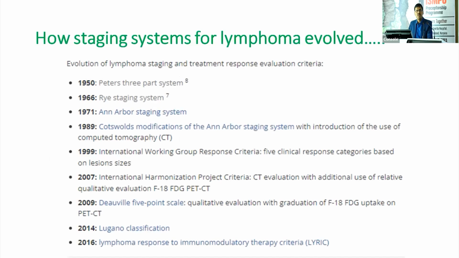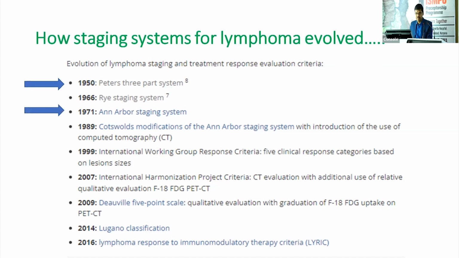Right, so let's embark upon the journey. It is a very interesting story how staging systems in lymphoma evolved over the last half a century or maybe more. The story started from Peters' three-part system, 1950. Before that, there was only lymphosarcoma of intestine, like in the movie Anand or something like that. No staging was there. First time it was put in by Dr. Peters in a paper. He was a radiation oncologist. And at that time, lymphoma used to be classified into 3 stages, 1, 2, 3. It was very basic. We will discuss it.